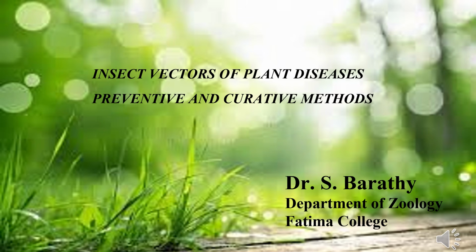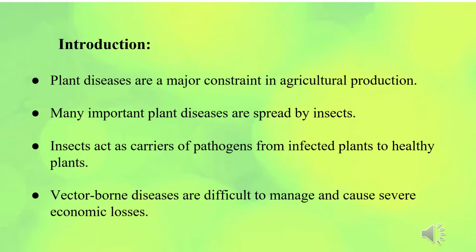We are going to see about insect vectors of plant diseases, preventive and curative methods. Plant diseases are a major constraint in agricultural production. Many important plant diseases are spread by insects. Insects act as carriers of pathogens from infected plants to healthy plants. Vector-borne diseases are difficult to manage and cause severe economic losses.